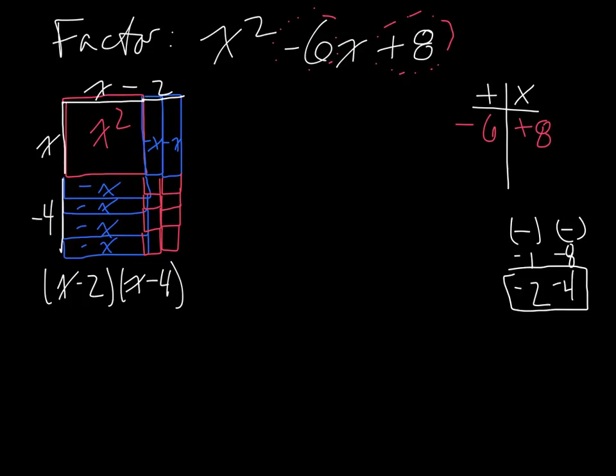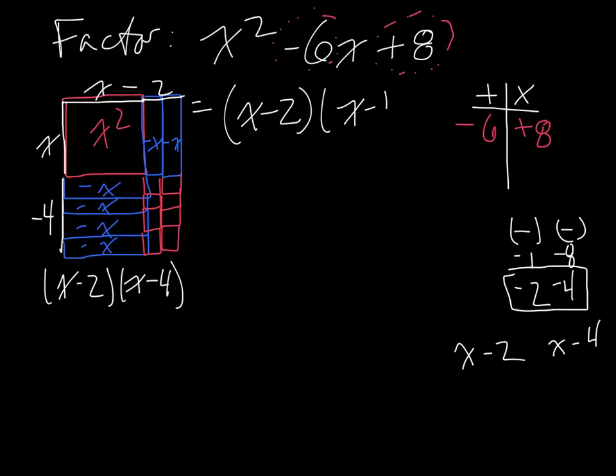So I then write out x minus 2 and x minus 4 are my factors of that. So then I can drop down my equal sign. I go bracket x minus 2, close bracket, x minus 4. And there we go.